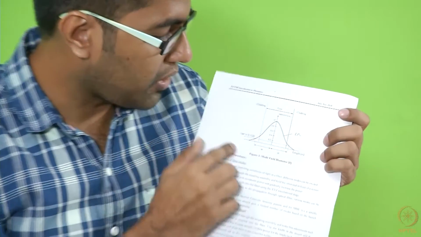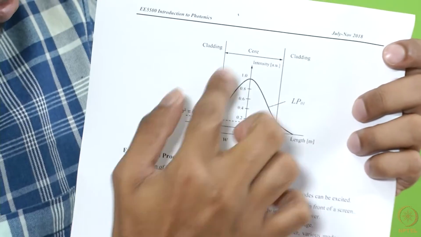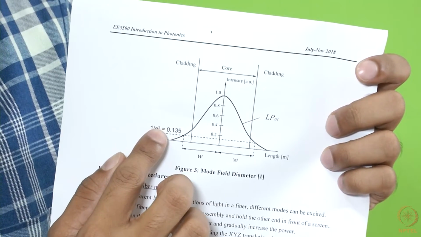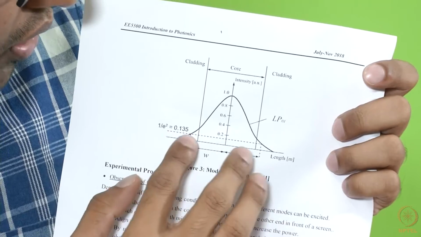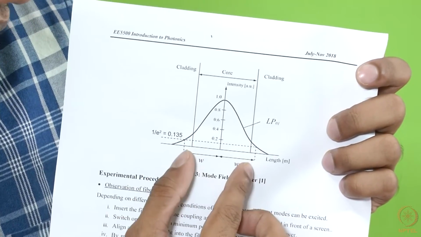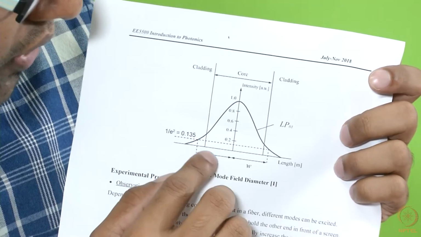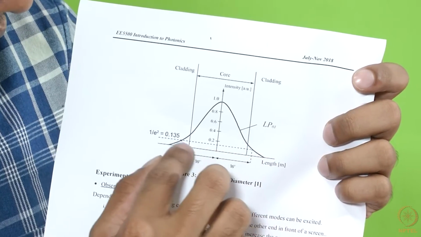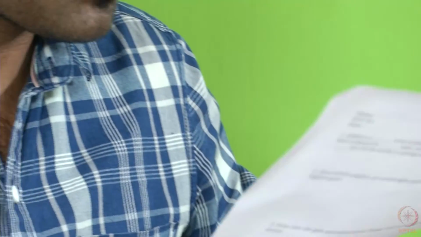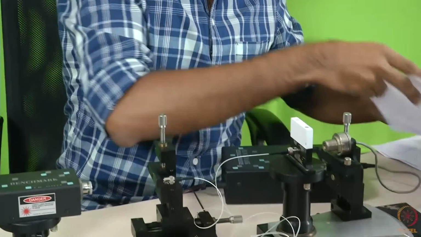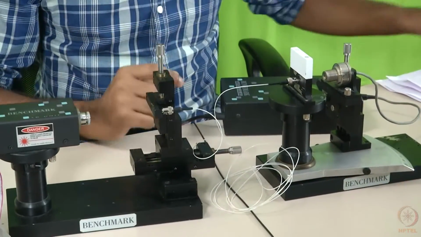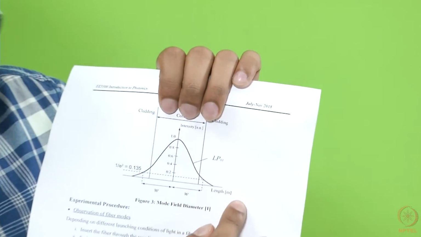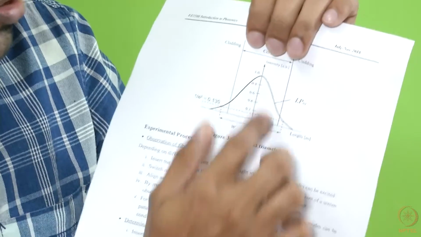You are going to get something like this. The curve is going to look something like this, and at 13.5%, that is 1 by e squared. That is the significance of the value. You are going to get the MFD. This is W, and this is the mode field diameter. And if you go for the 5% on each side, that is going to be further below like this. You are going to get the numerical aperture. Numerical aperture is the sine of that particular angle. You might have noticed that here it is angle in our case, and here it is intensity.